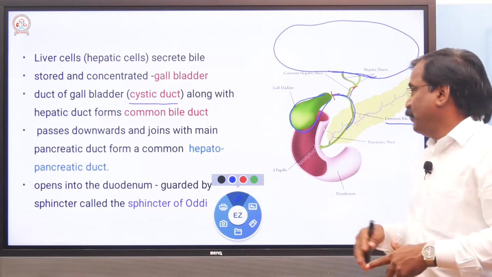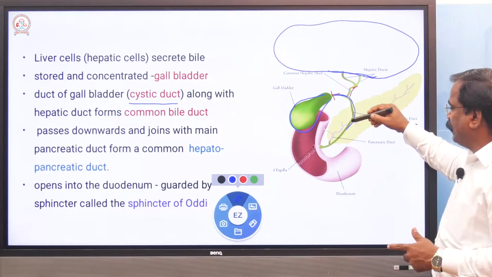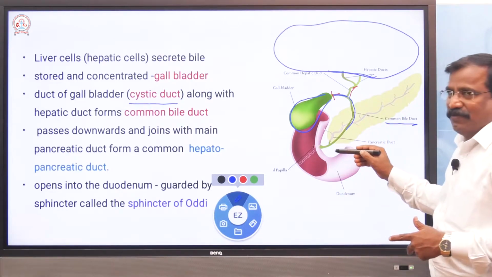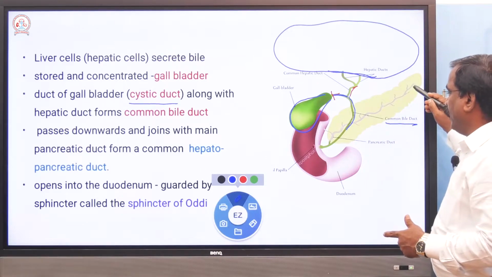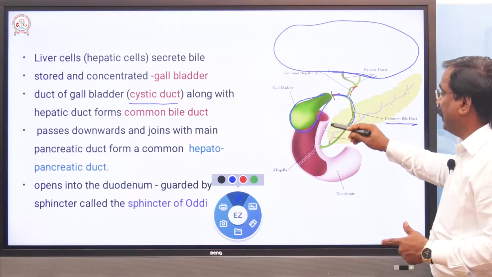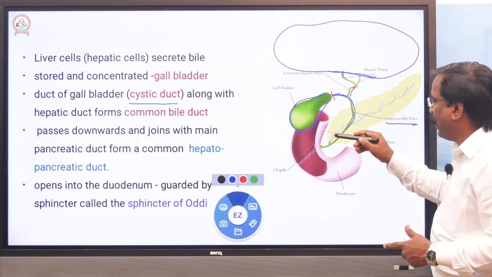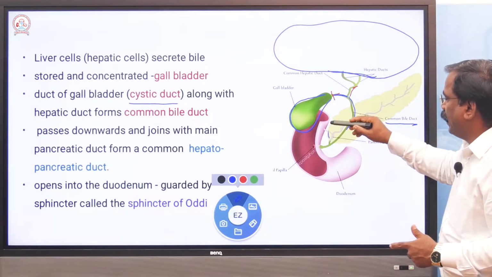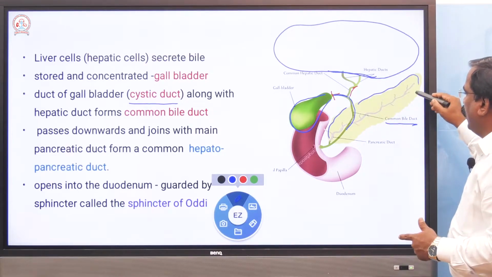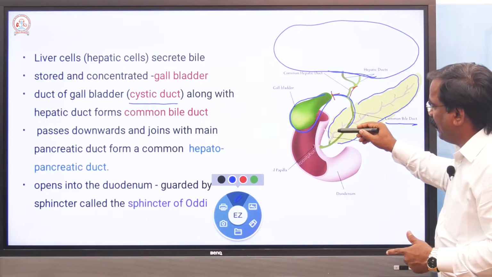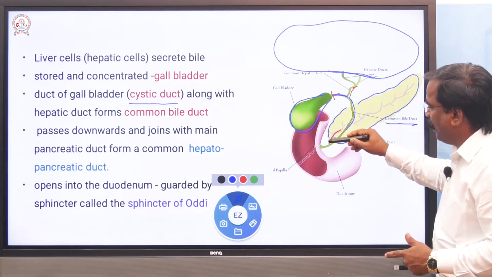Common bile duct. See, this common bile duct joins with the pancreatic duct. See, this is the pancreas. So another exocrine gland, the pancreas. The secretion, the pancreatic juice, is carried by the pancreatic duct.